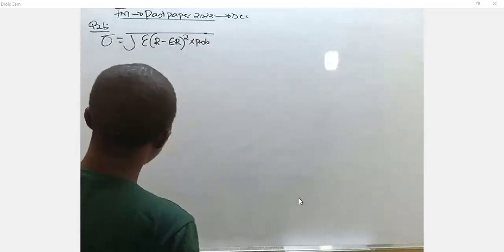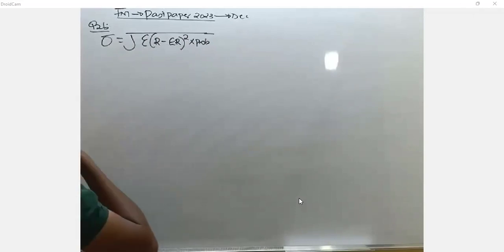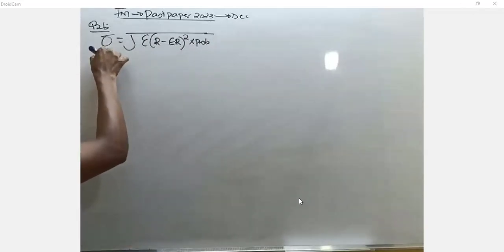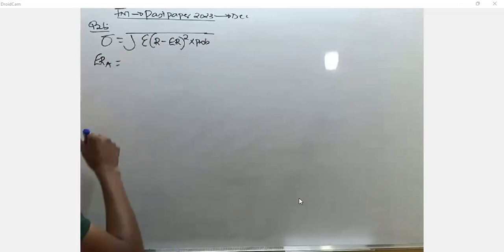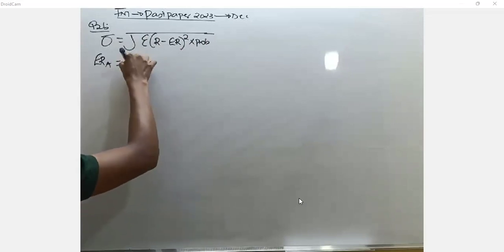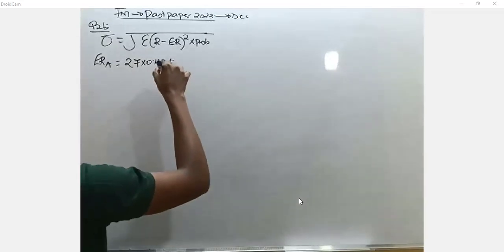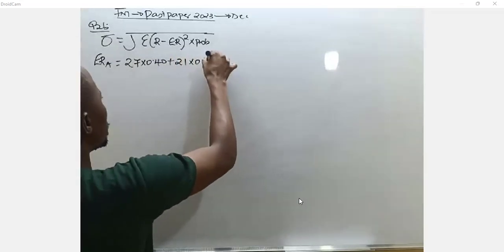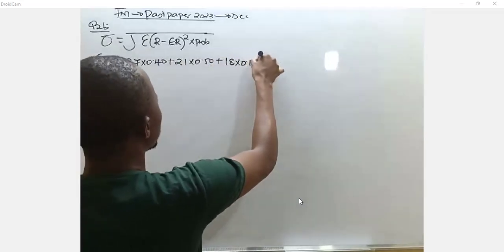And we said in the absence of the probabilities, you're going to be using the sample sizes, right? So do we have the expected return of both securities? And we say we don't have. So in this case, it means there is not any problem. So we get the expected return of A, for example. I'm going to be taking the returns of A, I multiply by the probabilities. In this case, 27 times 0.40 plus the other one should be 21 times 0.50 plus the other one will be 18 times 0.10, right?